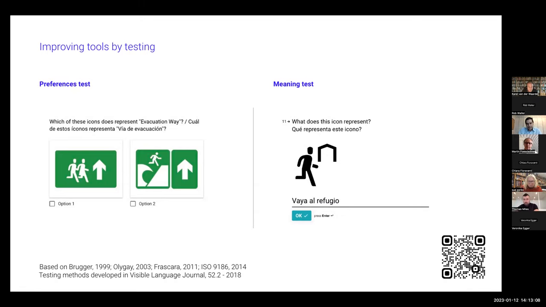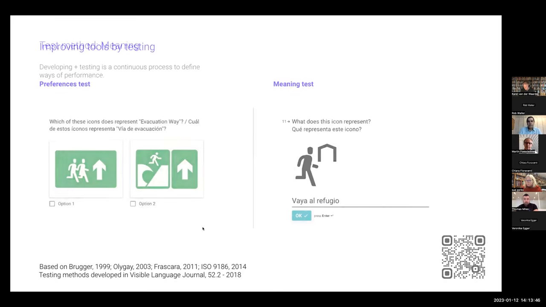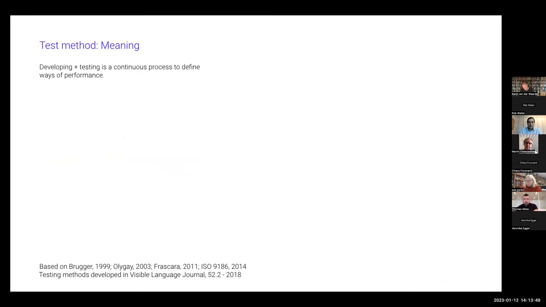We have based our work on bibliographic references, for example, Brugger, Frascara, a set of symbols, and she had proposed some testing processes or methods that we have collected, we have reviewed, and we have adapted to our own project. All these test methods are explained and developed in Visible Language Journal. I will explain now in one minute one of these methods, the meaning method.